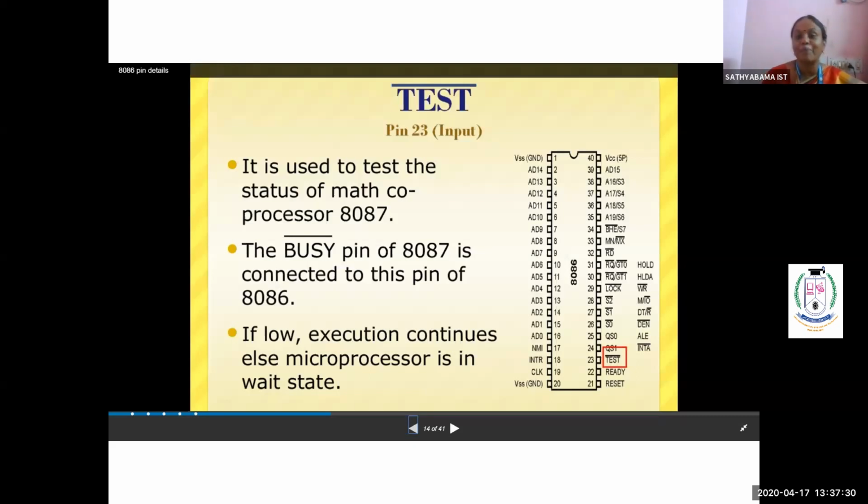Apart from that, we have a separate math co-processor unit, that is the 8087. It will also work together on the mathematical operations. For that, the TEST bar signal is used. If it is low, it continues with the multiprocessor unit, or else if the signal is high, it is in the wait state.